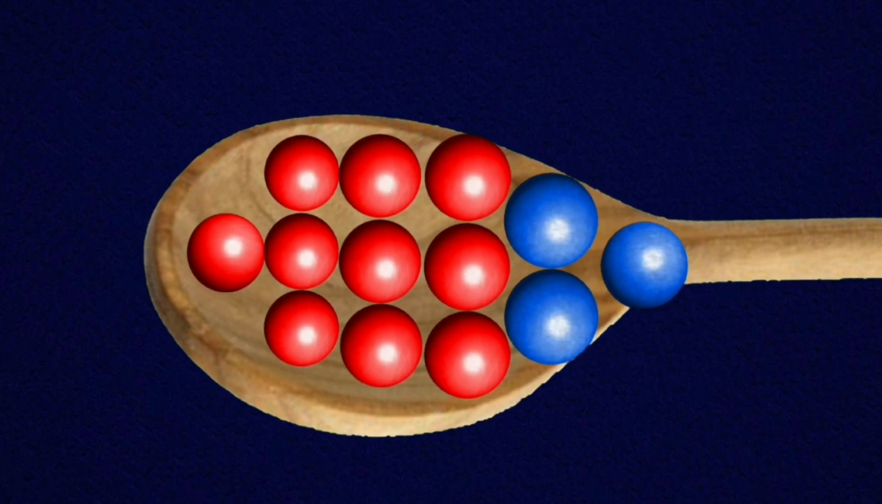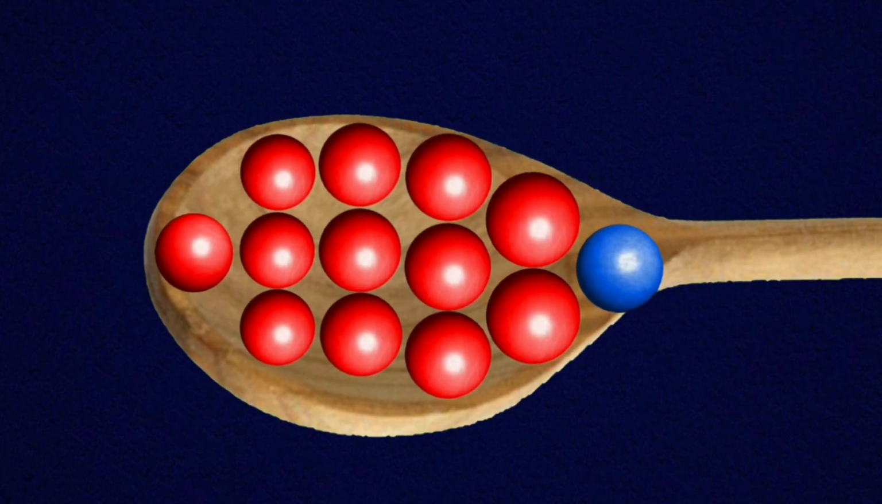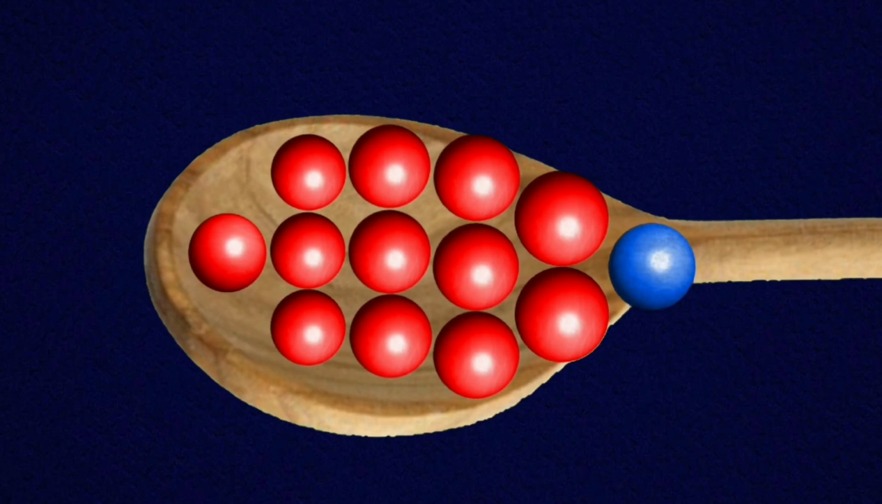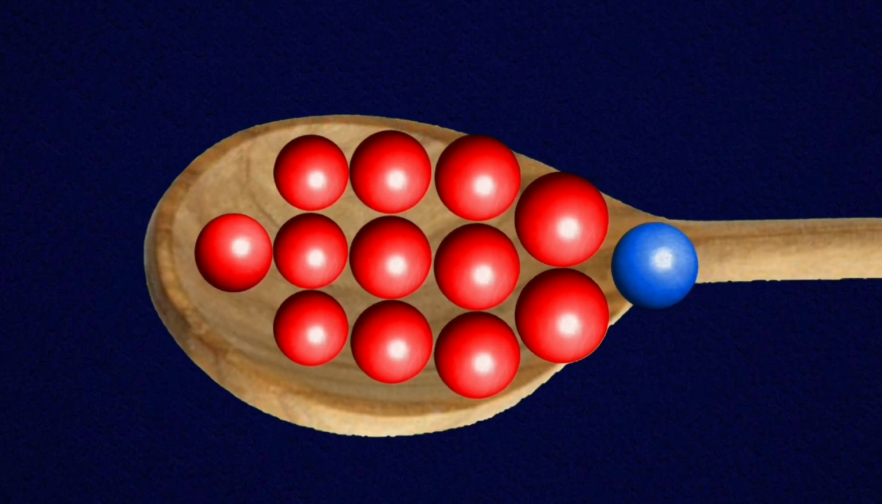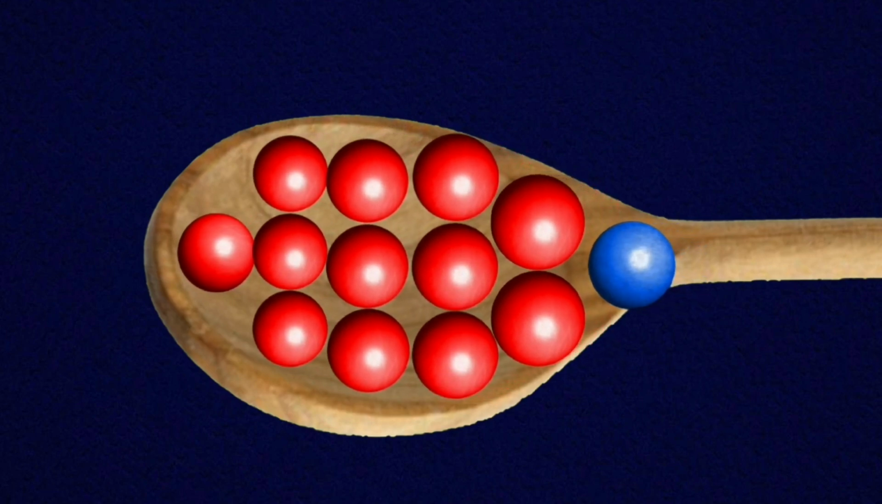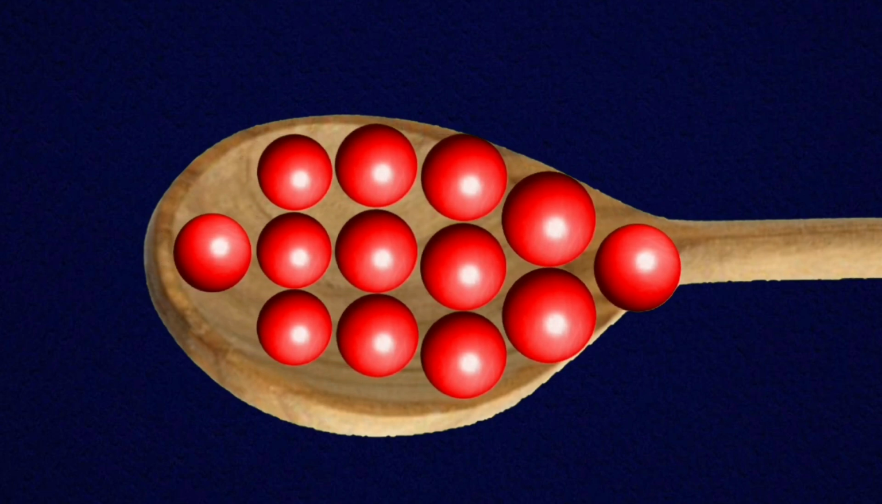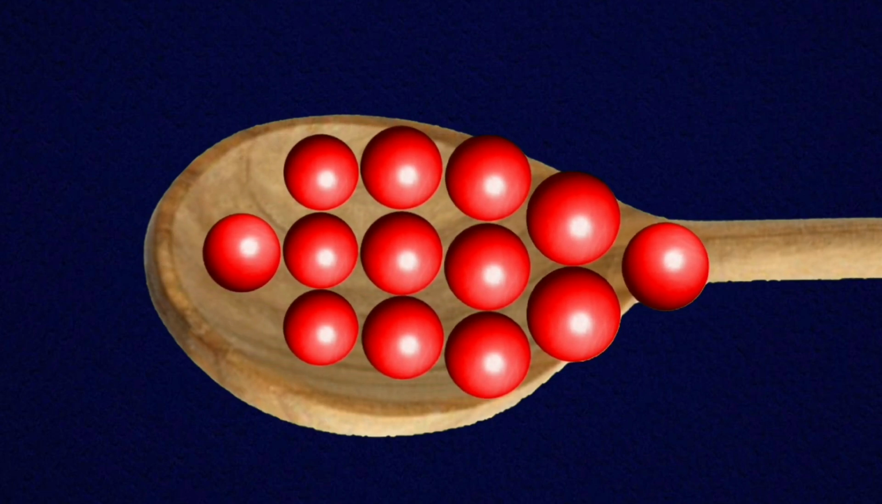So, the part of the spoon in contact with the food gets warm, but the heat moves slowly to the handle. This is why wooden spoons are often used for cooking. They don't get too hot to touch, unlike metal ones.